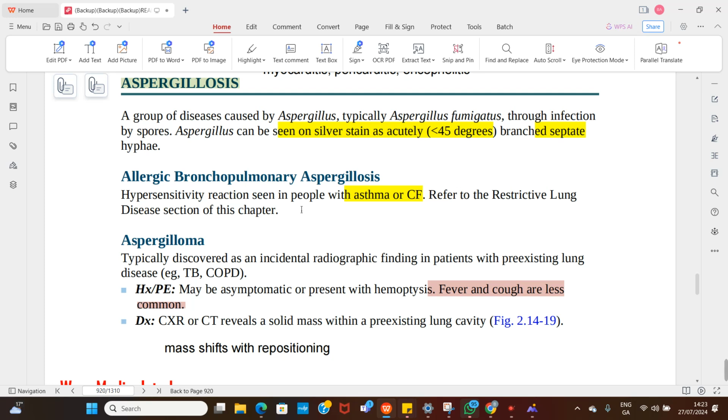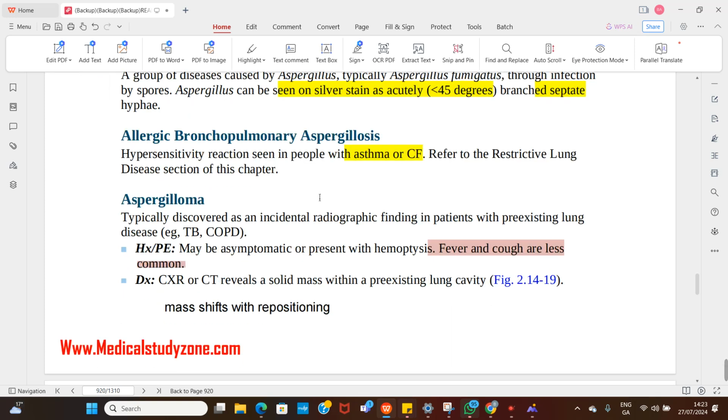Omalizumab also works in people with cystic fibrosis having ABPA. So that is about it for ABPA, and the labs are going to be showing us what? Elevated IgE, elevated eosinophil counts, and the likes. Then the next is the aspergilloma.